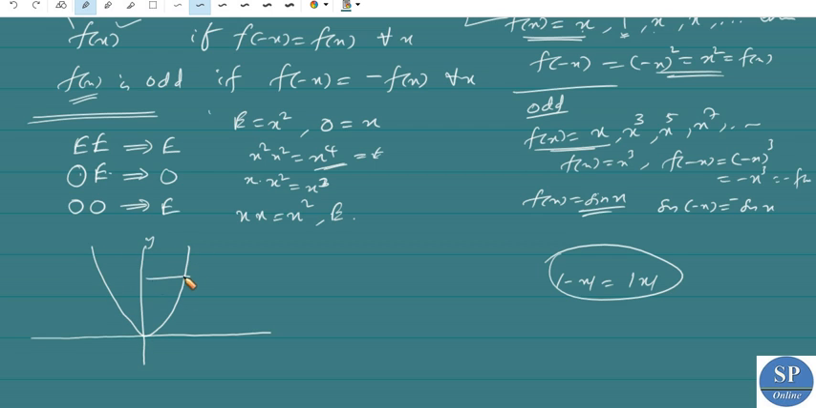So these lengths are equal, these lengths are equal, etc. Okay, so symmetric about the y-axis. This is the graph of y equal to x square. Now what about the graph of mod x?